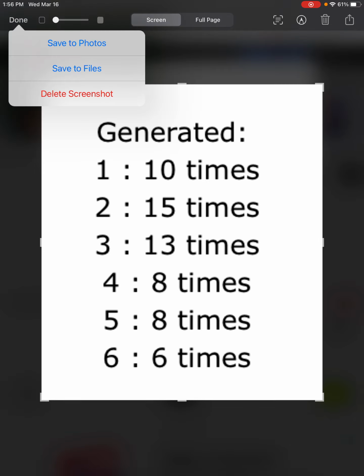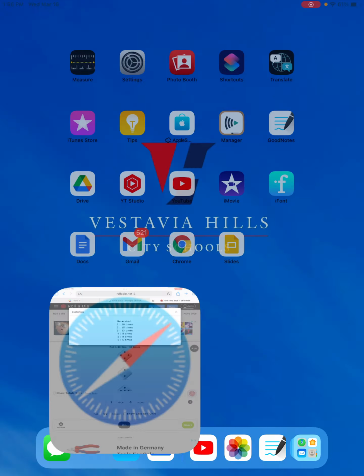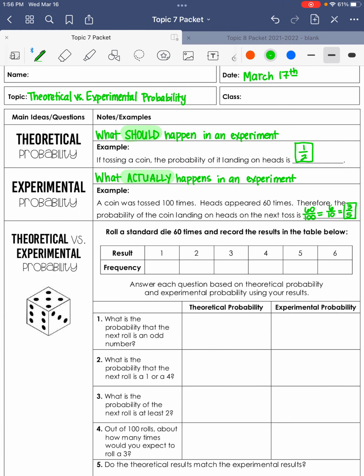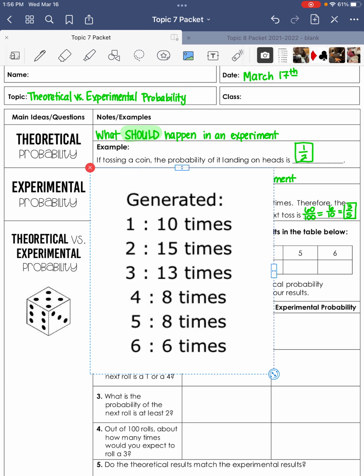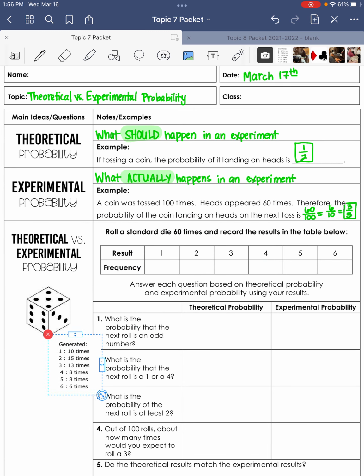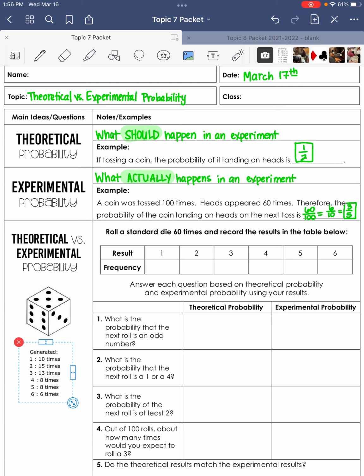So we're going to say done, save to photos. And now I'm going to go back to my notes, and I'm going to insert that image right here, make it a little bit smaller, right there. Okay, so we're going to record those same results in our table that it's given us here. So we got 1, how many times? Well, it tells us 10 times, 2, 15 times, 3, 13 times, 4, 8 times, 5, 8 times, and 6, we had 6 times.